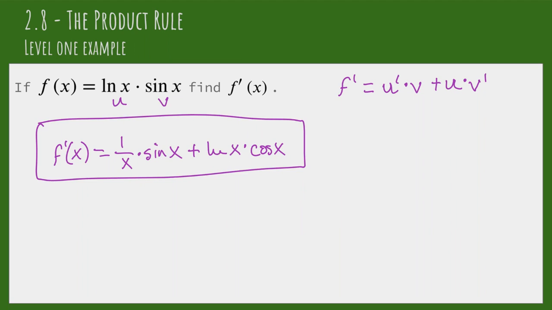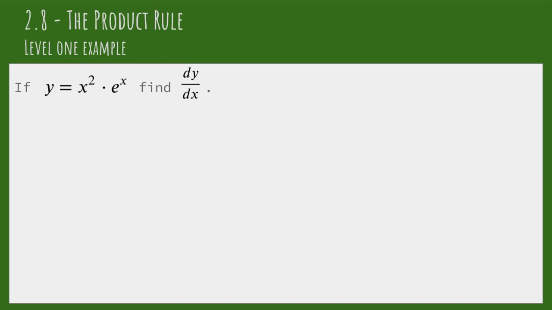So when you see a problem like this, where you have a function that is a function times another function, we're going to apply the product rule. The second example here is very similar. The derivative is represented in Leibniz notation instead of prime notation, but same idea here.